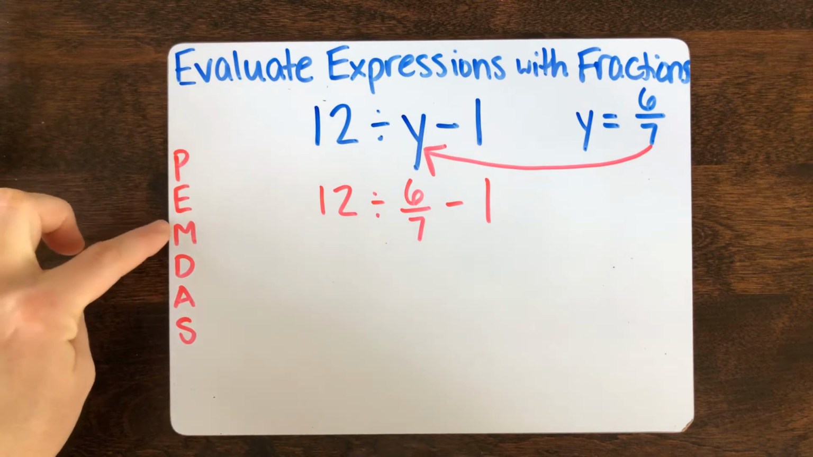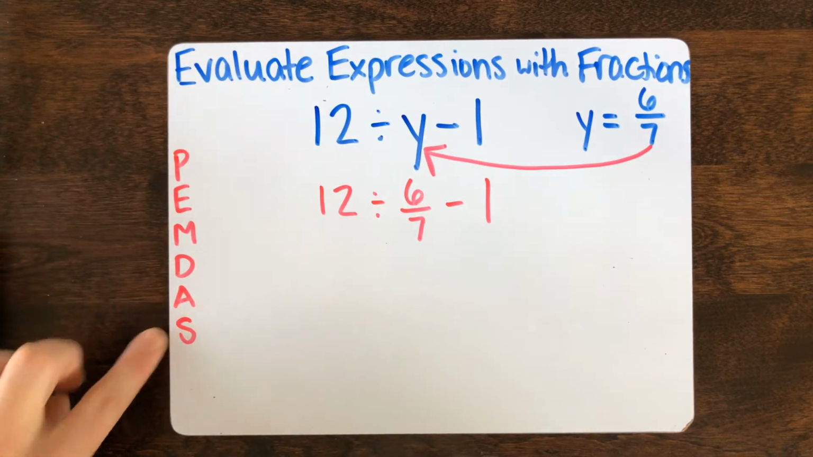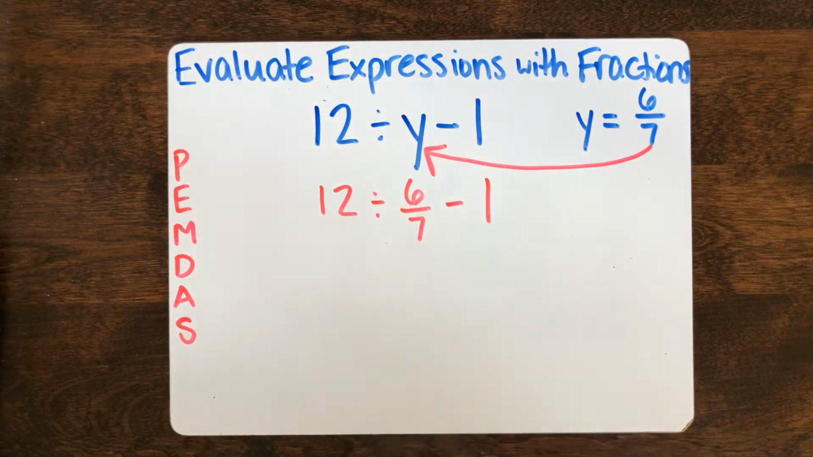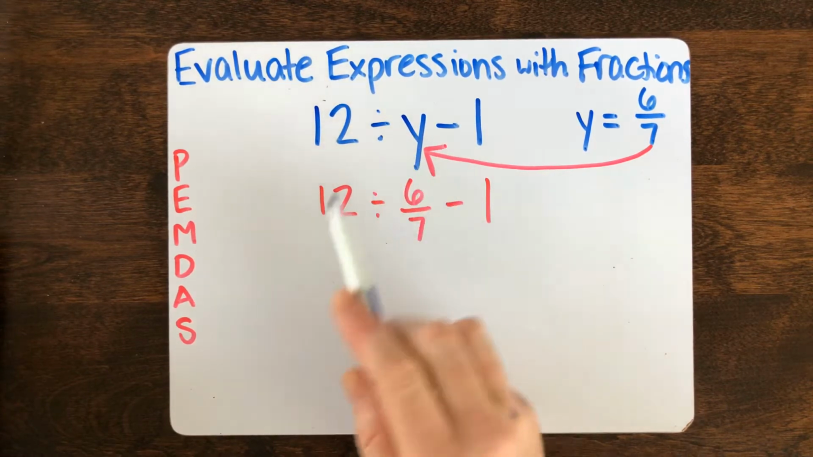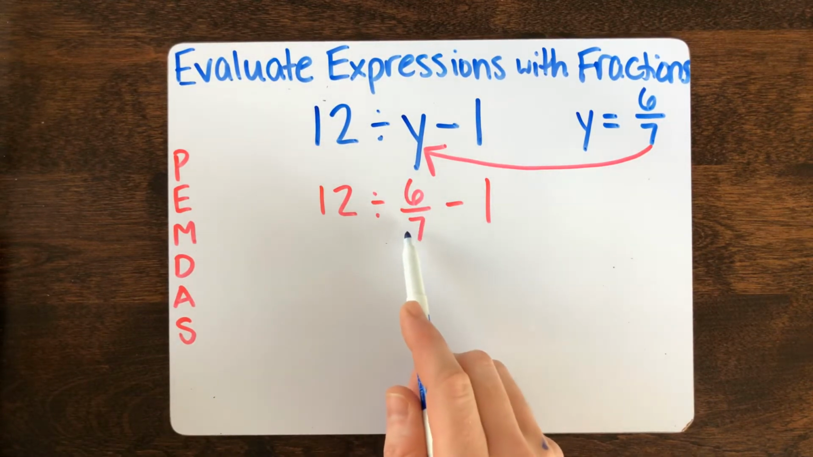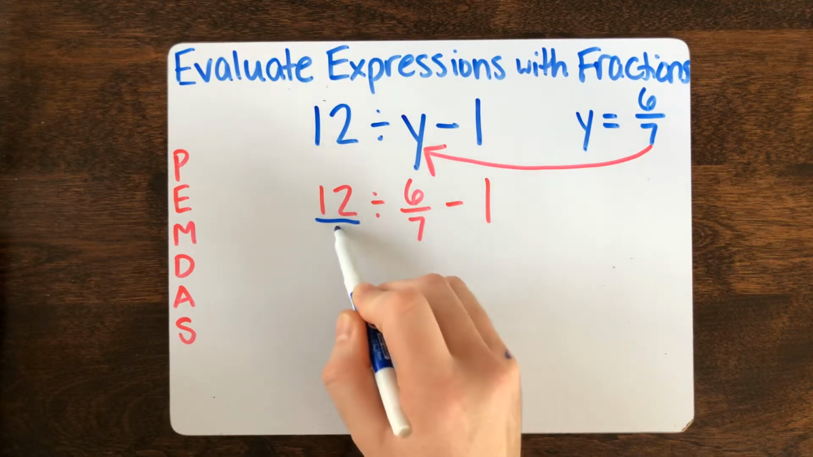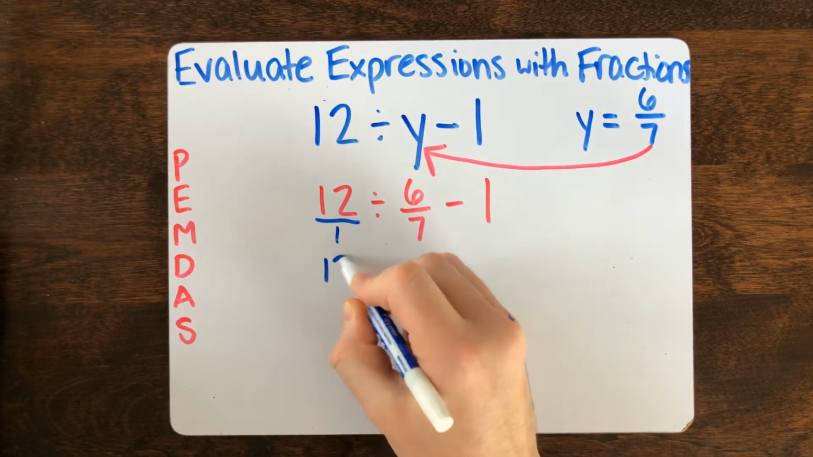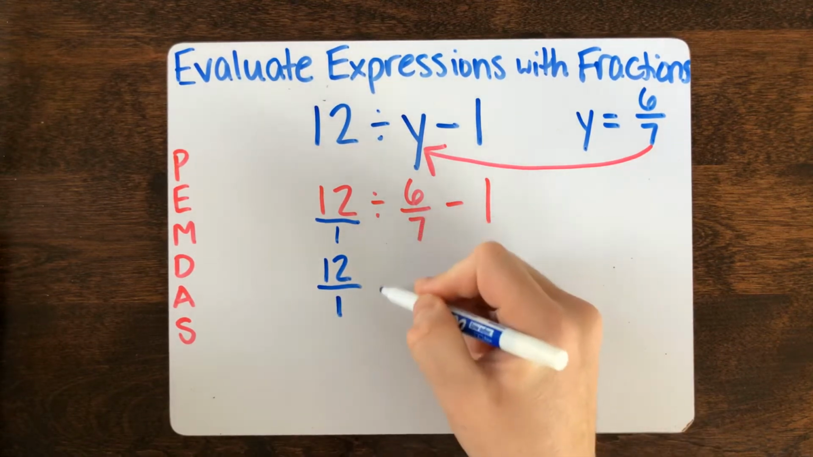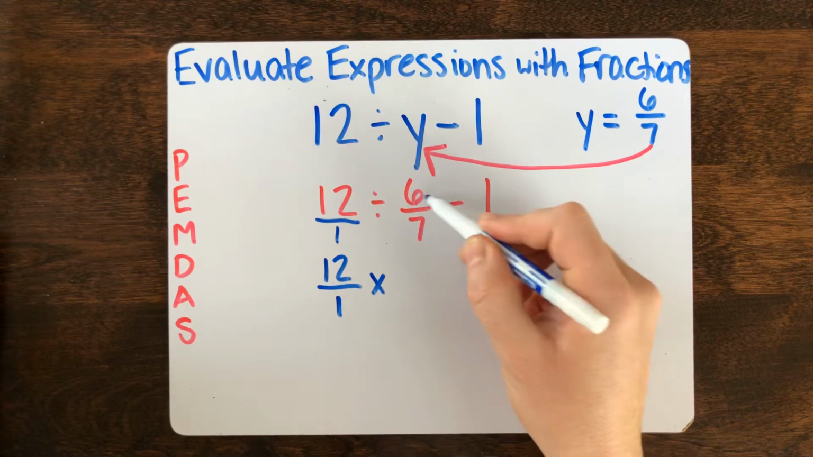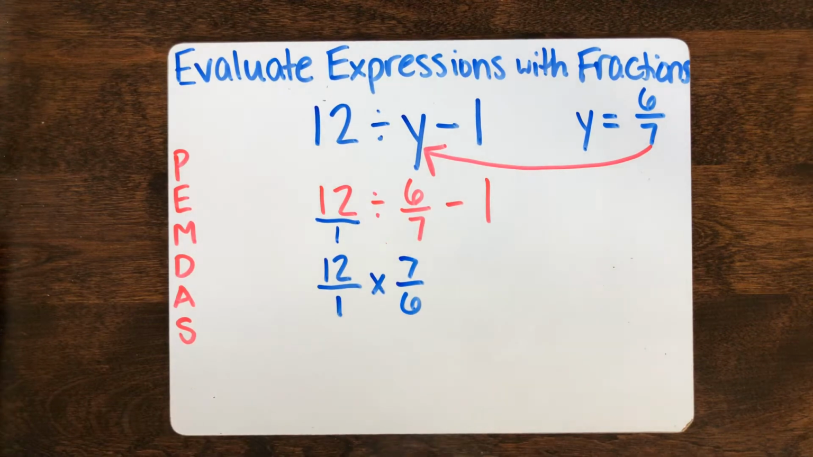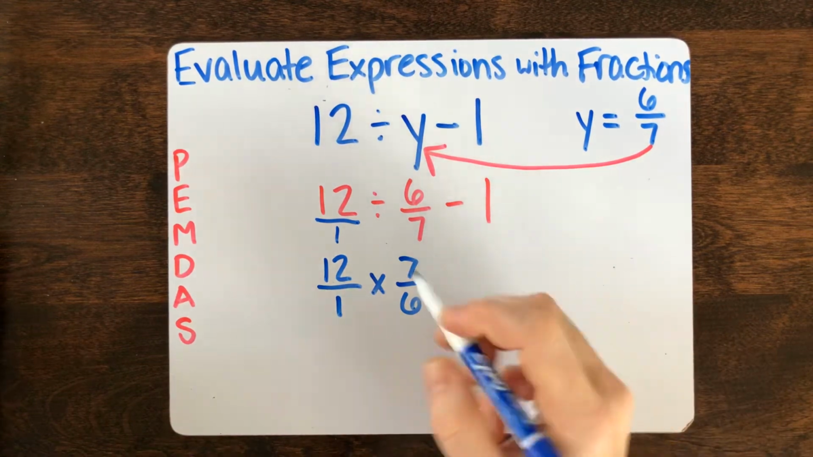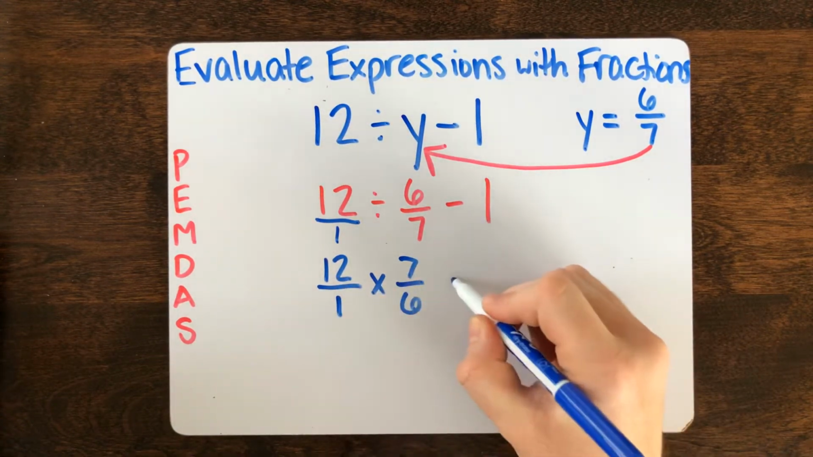Parentheses, exponents, multiplication and division left to right, addition and subtraction left to right. So I see division and subtraction. I'm going to do the division first. Dividing with a fraction, I'm going to keep, change, flip. So I'm going to put this 12 over 1 just for me. I keep the 12 over 1, change the division to multiplication, flip 6/7 to 7/6. Now I'm going to keep that and just bring down the minus 1.